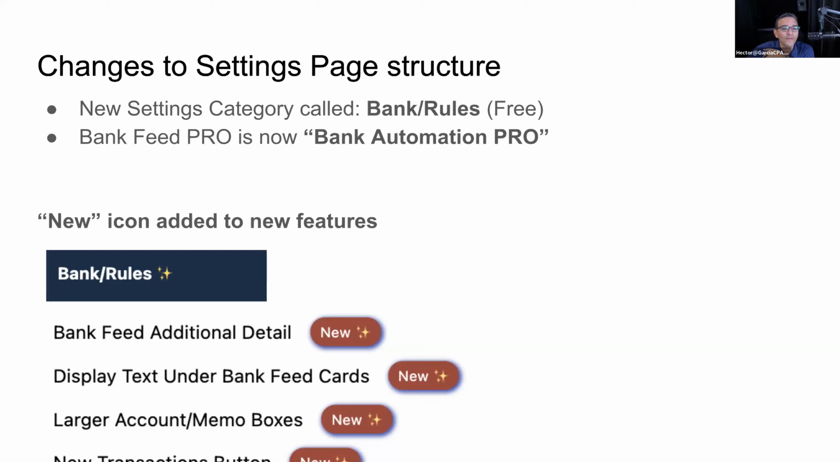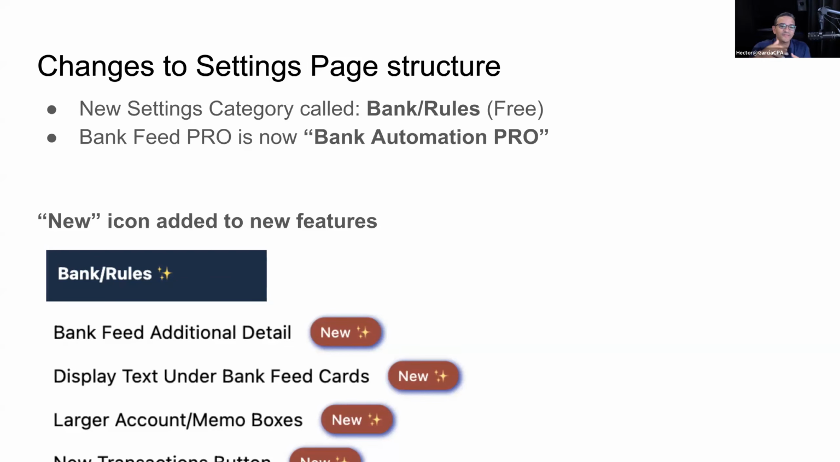While we have the poll up, and then we'll get the actual precise answer, we'll talk about some of the philosophy behind it. We used to have a setting called Bank Feed Pro, and now we renamed that to Bank Automation Pro. And then we created a new group of setting categories called Bank/Rules. What we did is we moved a few of the features that used to be in Bank Feed Pro and a few of the banking and rules related features that used to be in error correction, and we put them into one category called Bank Rules Free.